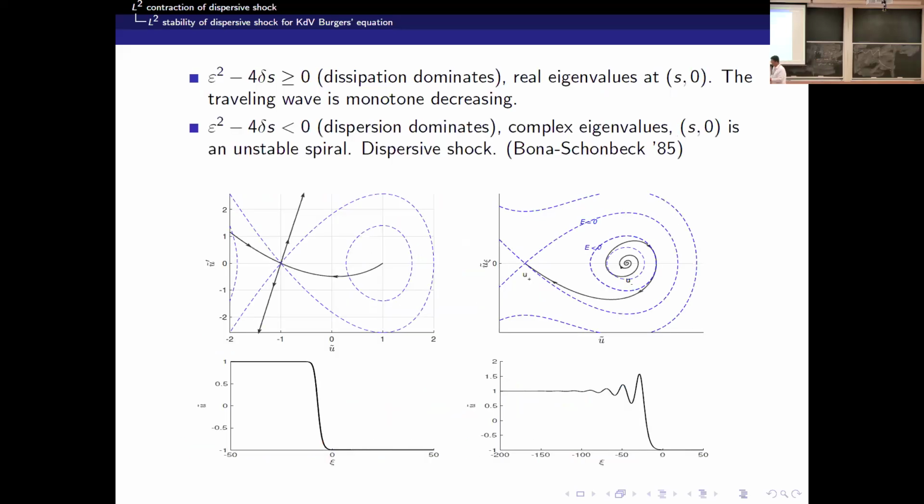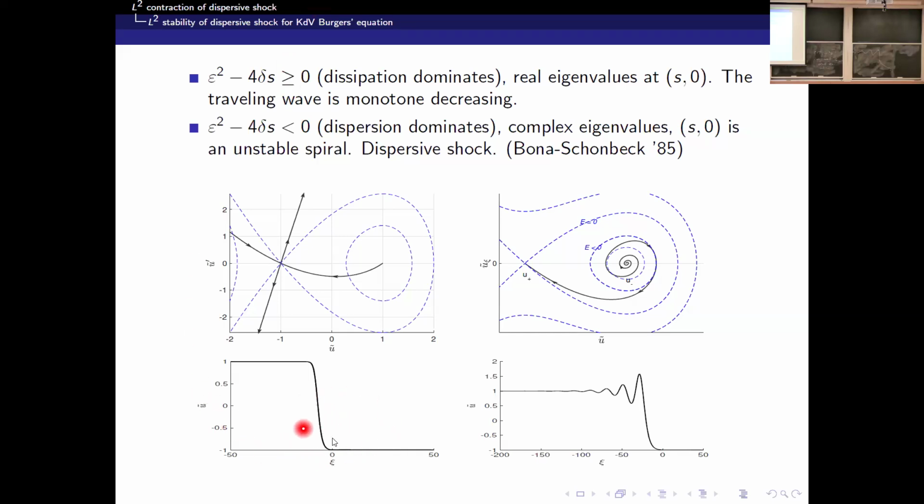For that system, let's write down another one. Small v equals U tilde minus S, because we linearize around U tilde equal to S. This is capital V, this is small v. In order to study the property of this linearized problem, you just need to talk about the eigenvalue. If the eigenvalue is larger than or equal to 0, we know this spring mass system is overdamped, so you have a real eigenvalue and the traveling wave is monotonically increasing. So you have this picture.